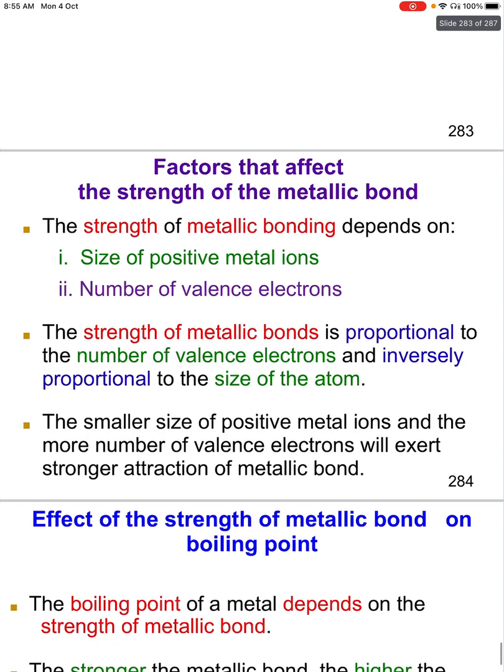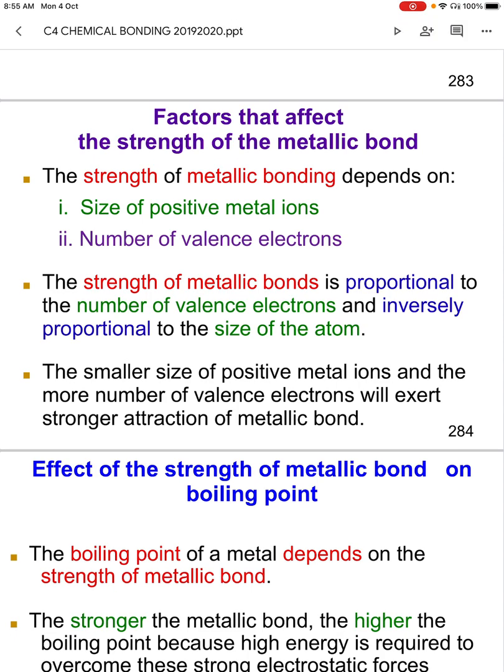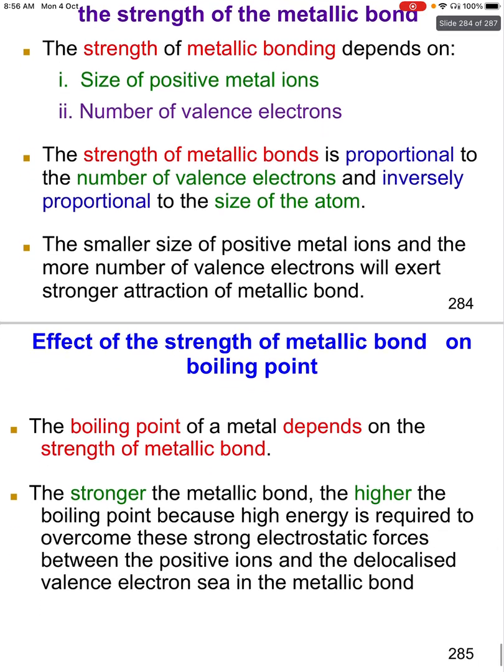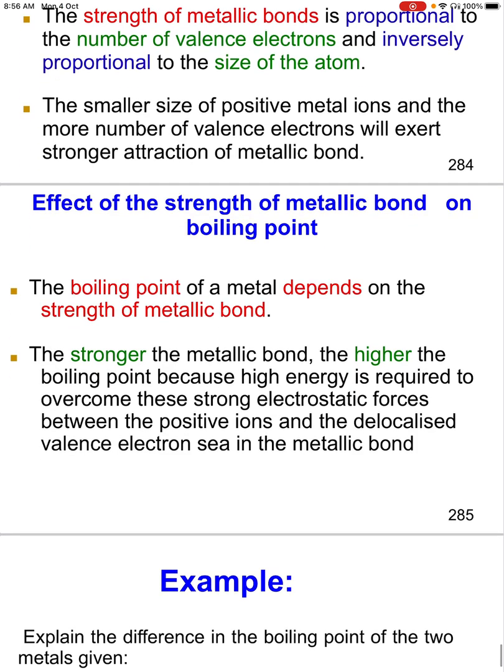Okay, now we look at the factors that affect the strength of metallic bond. There are two factors. One is the size of positive metal ions. Second is the number of valence electrons. The strength of metallic bond is proportional to the number of valence electrons, meaning to say the more valence electrons, the higher the strength of metallic bond, and inversely proportional to the size of the atom. The smaller the size of the positive ions or the atom, the higher the strength of metallic bond. The smaller size of positive metal ions and the more number of valence electrons will exert stronger attraction of metallic bond.